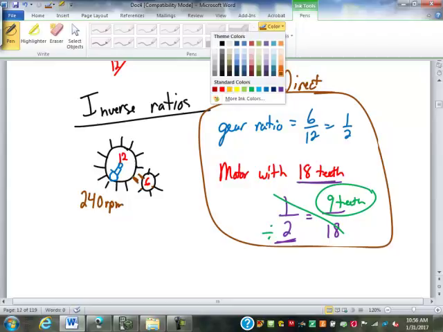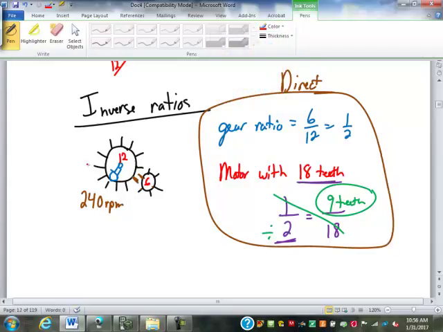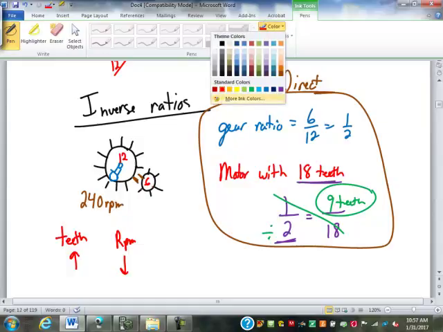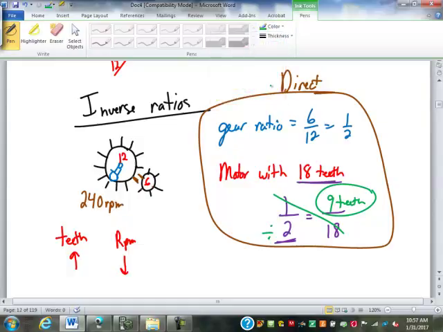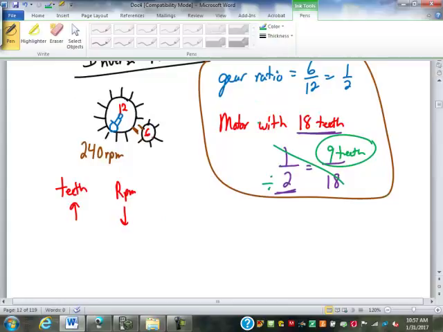So this is an inverse ratio. The number of teeth gets larger, RPM gets smaller. Or number of teeth gets smaller, RPM gets larger. However you want to look at it. It's an inverse ratio. To do an inverse ratio, now a lot of your textbooks and a lot of your packets do a really funny thing where you have your teeth here. And of course this is driven over driving. So we've got 6 teeth over 12 teeth, right?